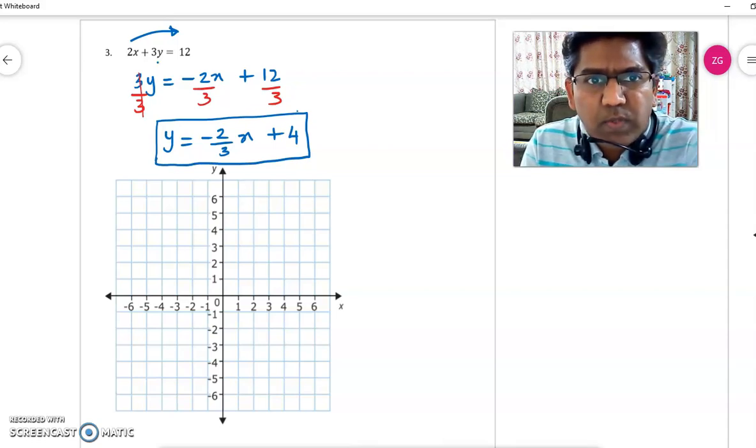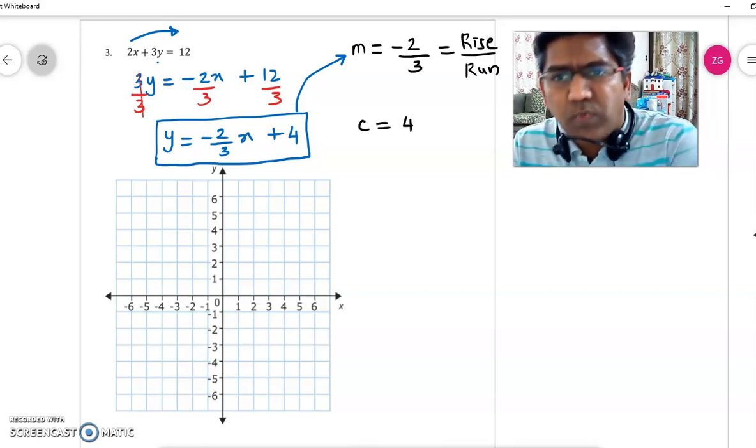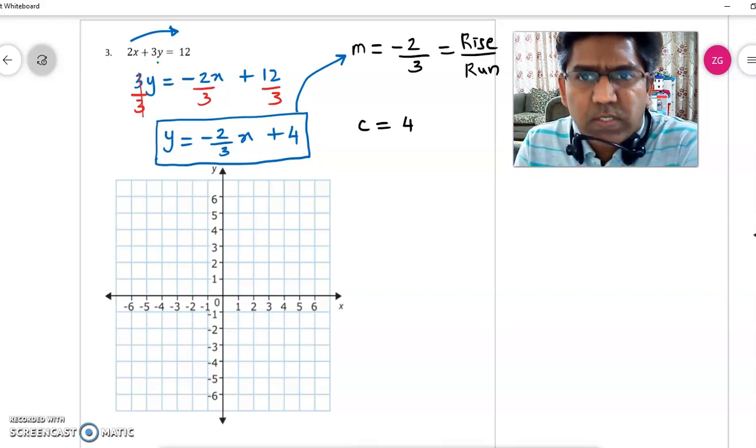When you compare it with y equal to mx plus c, we get the slope or the gradient of the line is minus 2 by 3, which is our rise over run, and my y-intercept is 4. Now this particular question we'll do by two ways. So let's finish this, then I'll do the second method also.